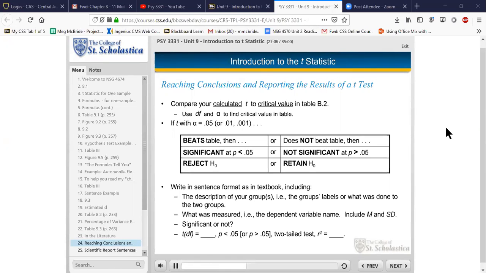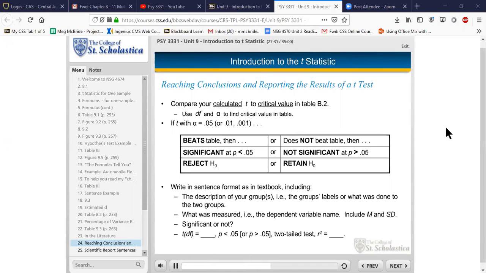If your calculated t does not beat the critical value, then all the terms in the right-hand column would go together. In this case, you fail to reject. That is, you retain the null hypothesis. You do not have a statistically significant difference between the means because there is a greater than 0.05 probability that the difference between the means is just due to chance sampling error.